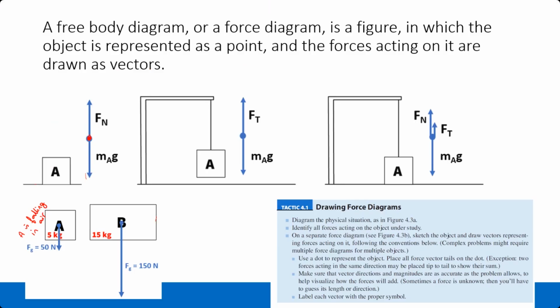You can see here I have another scenario where object A is hanging from a rope. So there will be a weight force acting on object A, and the rope will be holding A from falling due to the weight force. So there's a force exerted by the rope. I name this a tension force.